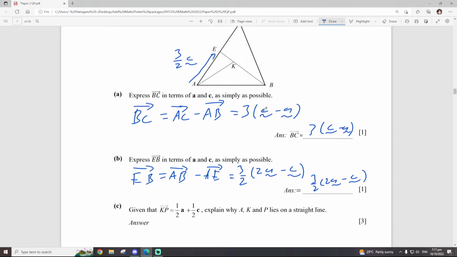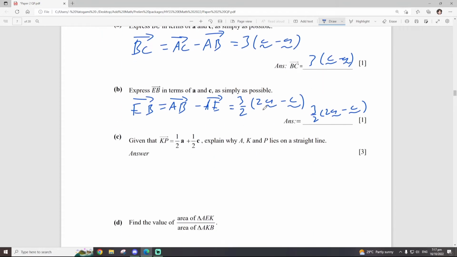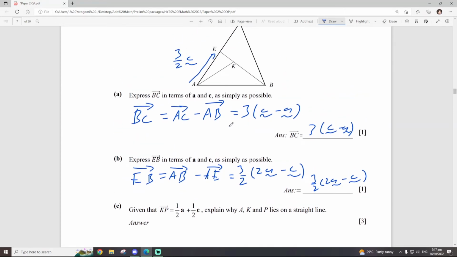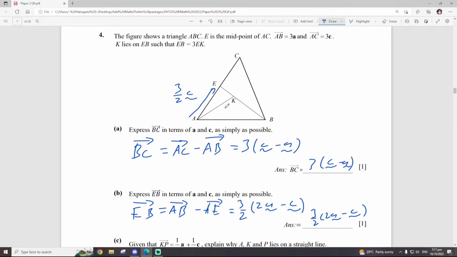Given that KP is half A plus half C, explain why this is a straight line. Okay, for this we're going to use, so for collinear you need to prove same direction and some common point. Half A plus half C, by the way, this AB, and you notice that AB plus AC is 3A and 3C, so if I extrapolate the line here, that means this is where 3A plus 3C is. So indeed it looks like K will lie somewhere on that line, right?